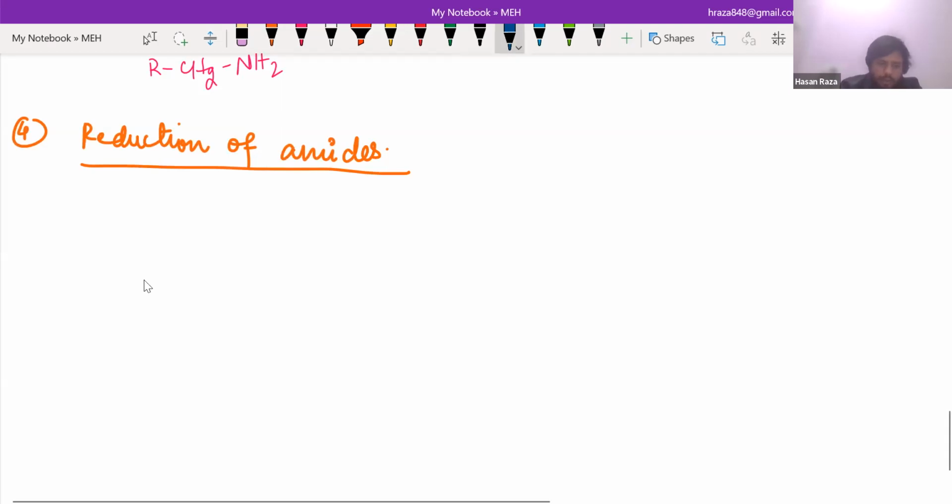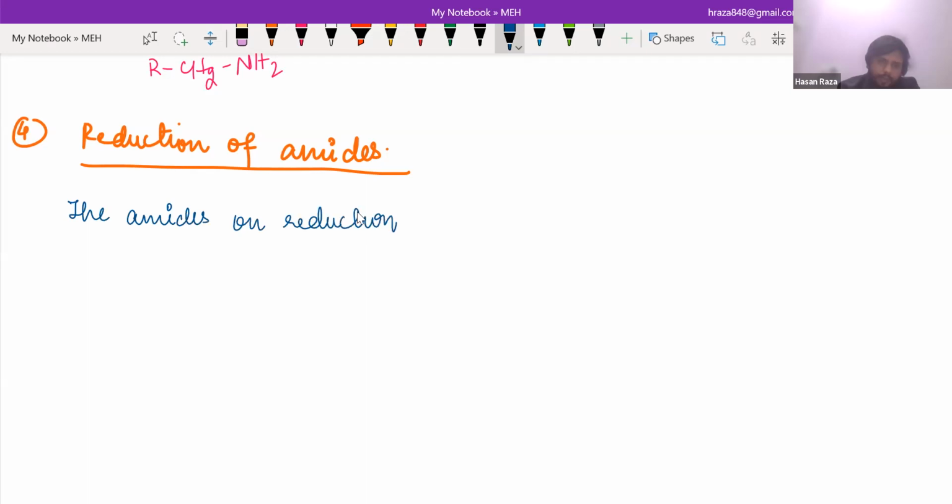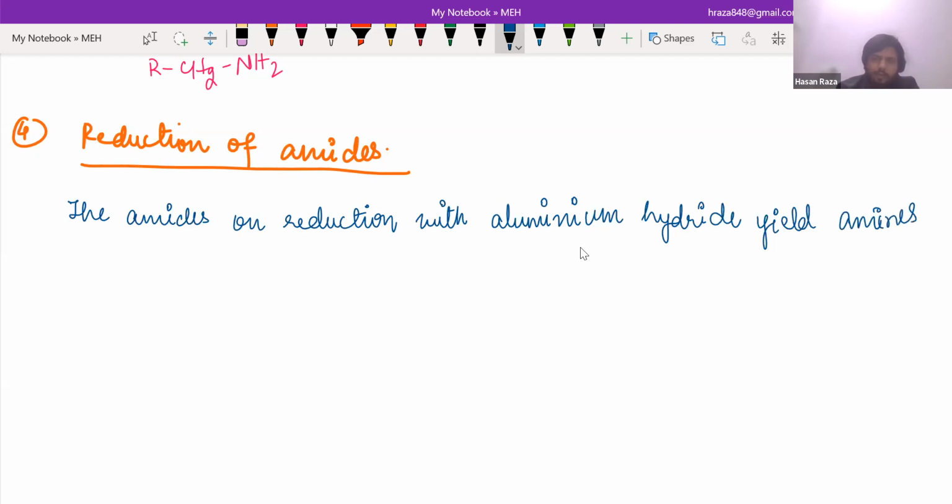So you can see, you can write a point. The amides on reduction with lithium aluminum hydride yield or produce amines.